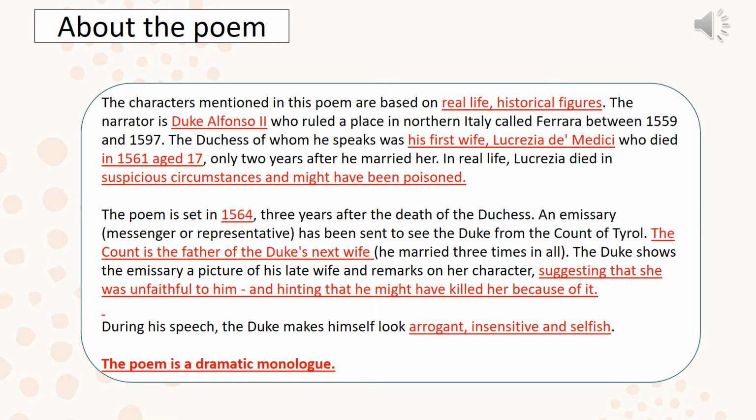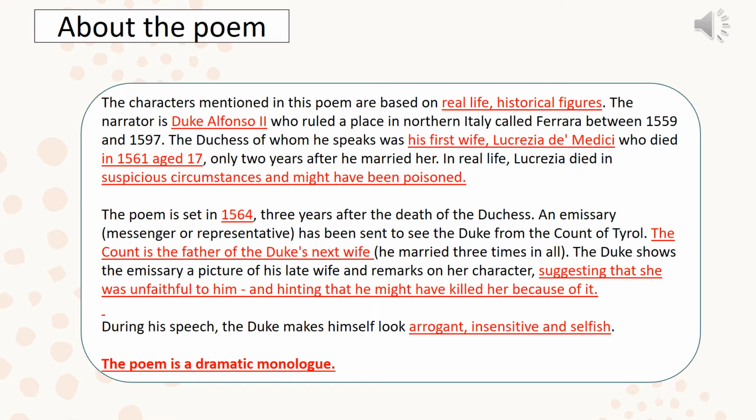The poem is set in 1564, 3 years after the death of the Duchess. An emissary, so a messenger or a representative, has been sent to see the Duke from the Count of Tyrol. The Count is the father of the Duke's next wife.